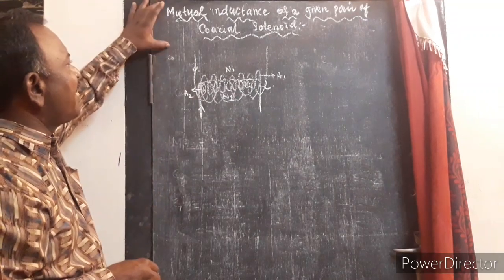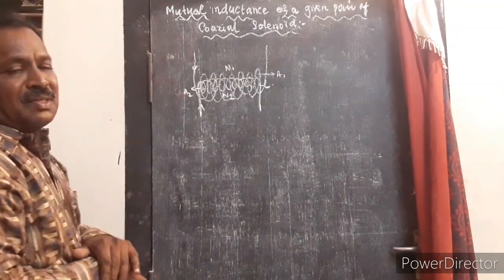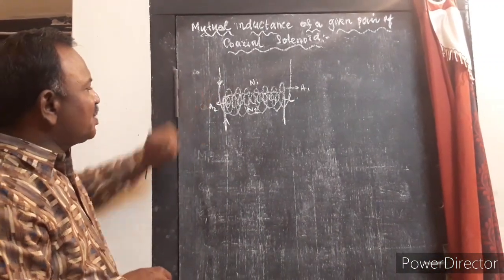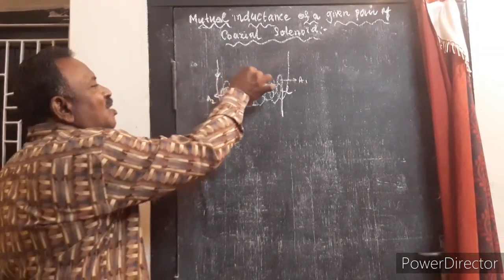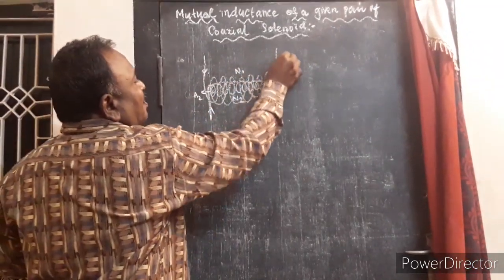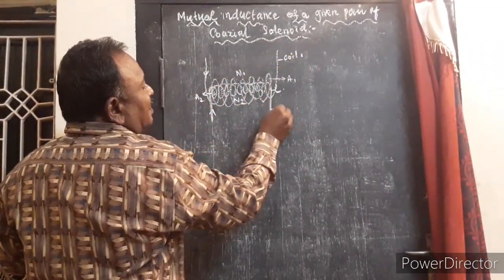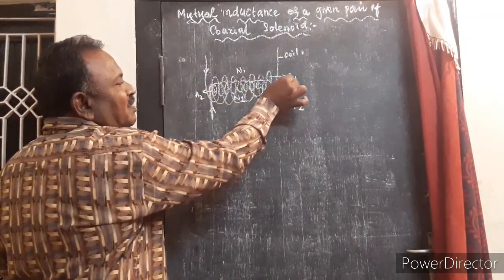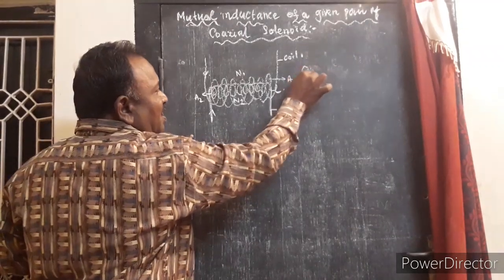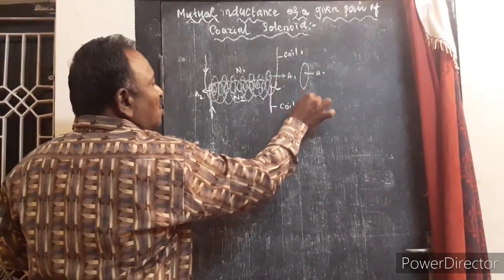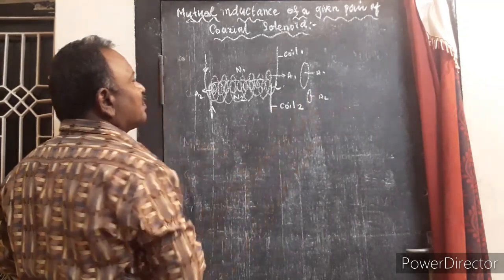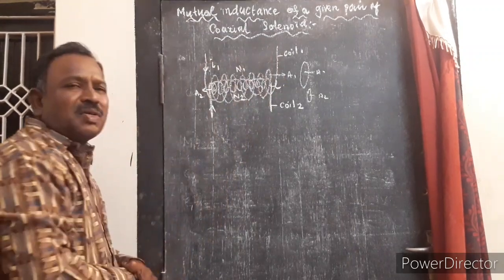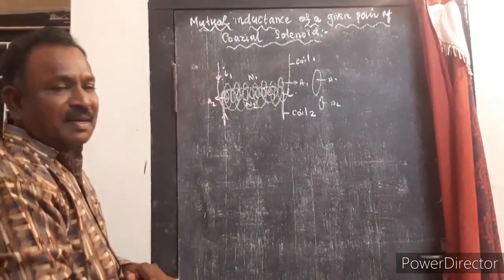So we are going to derive the expression for mutual inductance. First, let us consider the larger one. This is coil 1, this is coil 2. It has N1 turns, area of cross section A1, and the smaller one has A2. Now let I1 be the current through the larger solenoid.